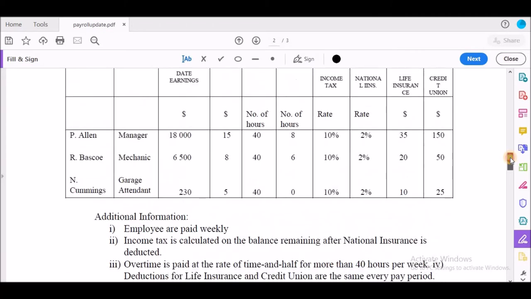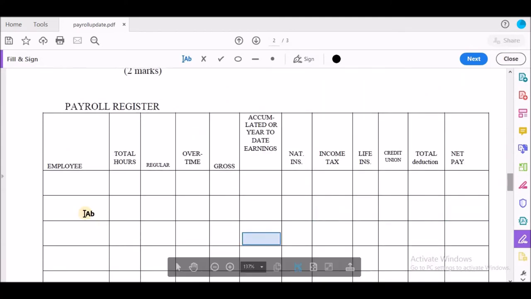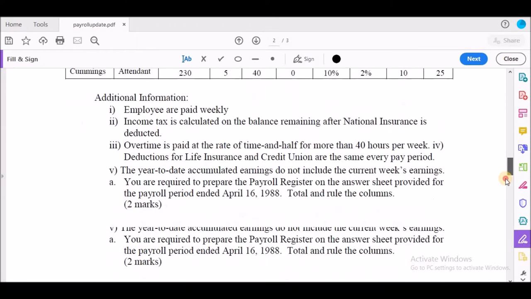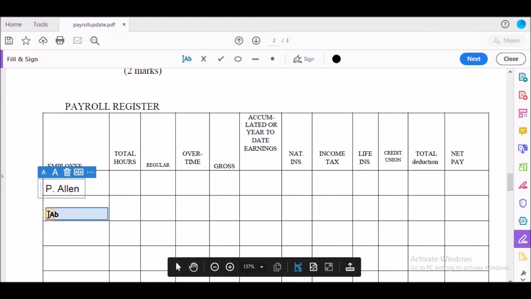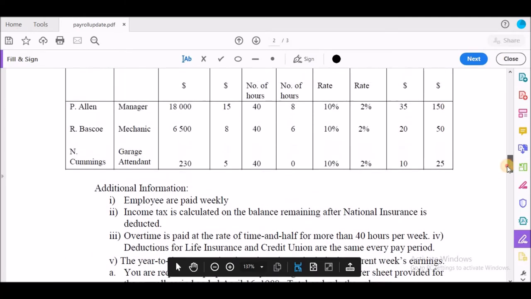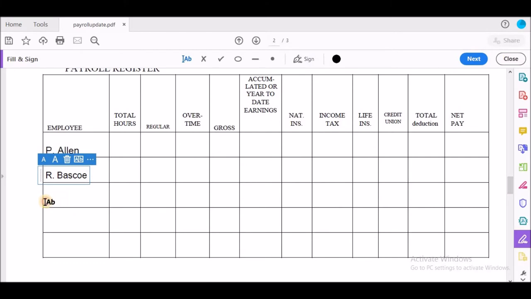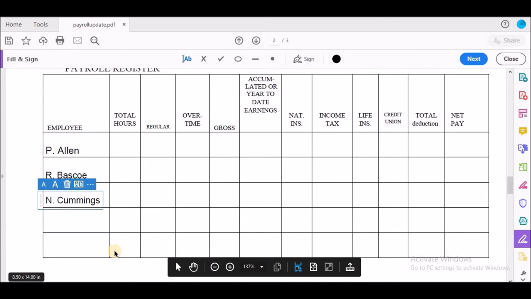So let us look back at the employees' names and write them in. So we have P. Allen. Next employee, we have R. Basco. I'm sorry for moving back and forth, but I can't get it to fit. And we have Cummings. Alright, so those are the employees.